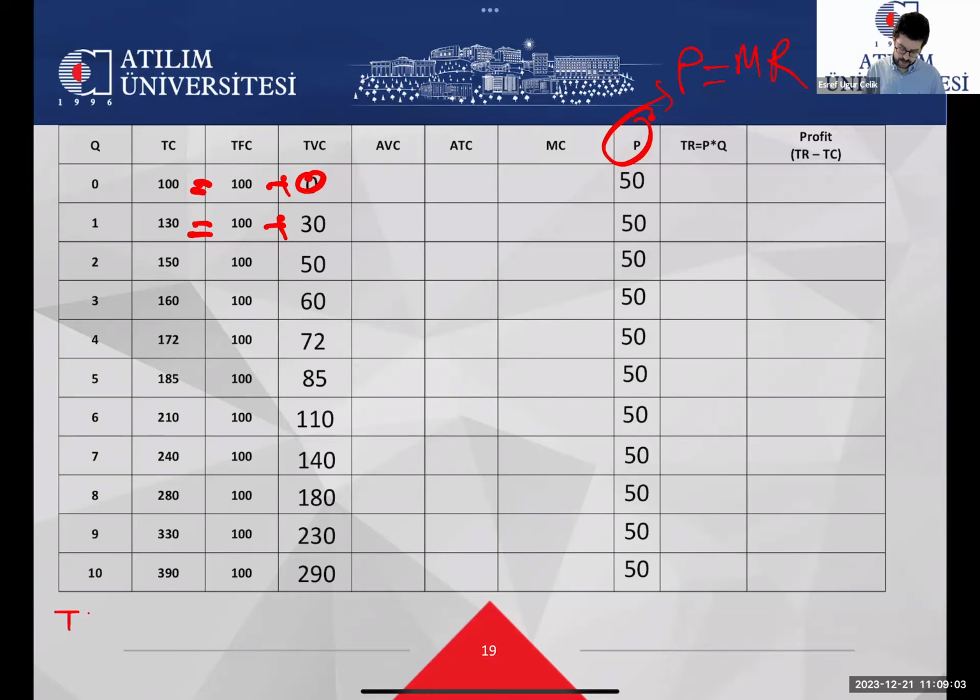So the first formula is total cost equals total fixed cost plus total variable cost. Then come to the average variable cost. That is total variable cost divided by quantity. 0 divided by 0 is undefined. Then 30 divided by 1 is 30. It's going to go like that.